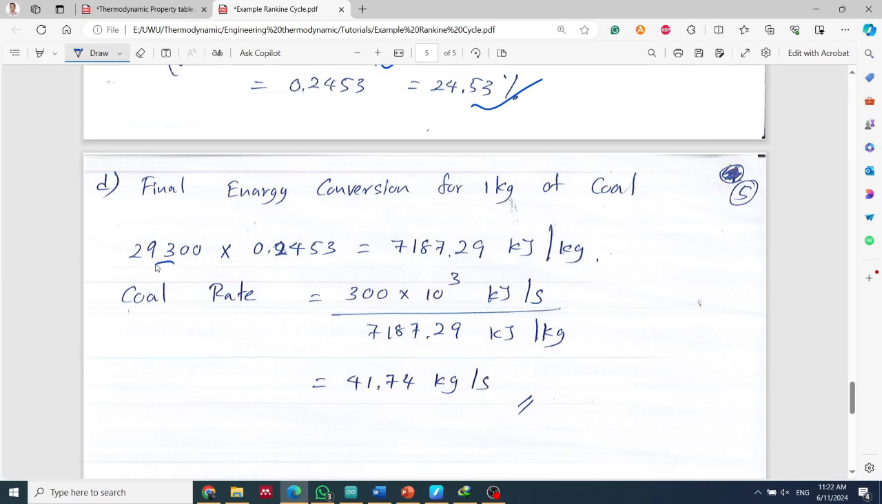So this is basically the Q in, and this is the overall electric power output, right? Then to find the required rate, you can simply divide: our 300 megawatt divided by the energy per kilogram. Then you get the overall rate, which is 41.74 kilogram per second. So per second you have to burn 41.75 kilogram of coal to produce 300 megawatt of power, right? That's how we can work on these examples.